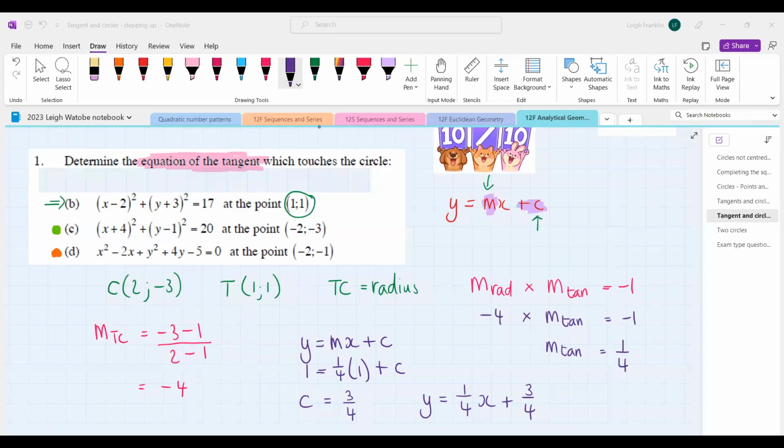Kamogelo, you've got your hand up again. Want to ask something? Ma'am, you see, we were calculating TC, the gradient of TC. My question is, how do you know that the other one is C and the other one is T? That's just what I called it. I just used C for center and T for tangent or point of tangency. I just made those letters up. All right. Thank you, ma'am. Okay, no problem.